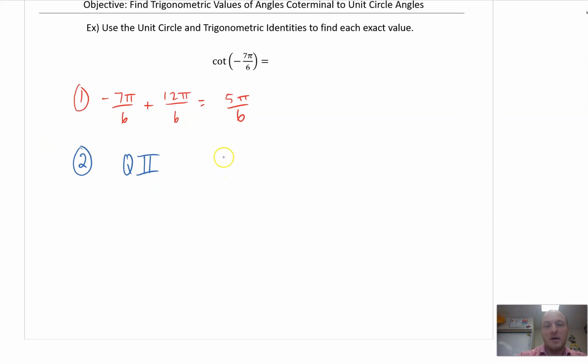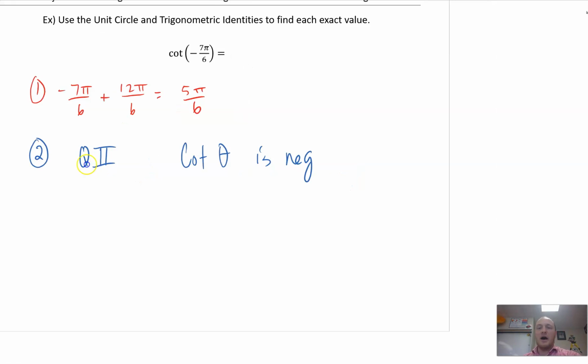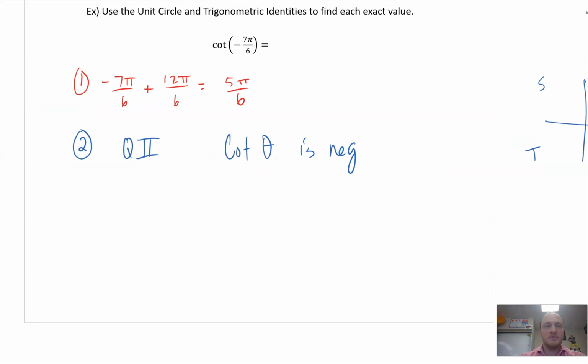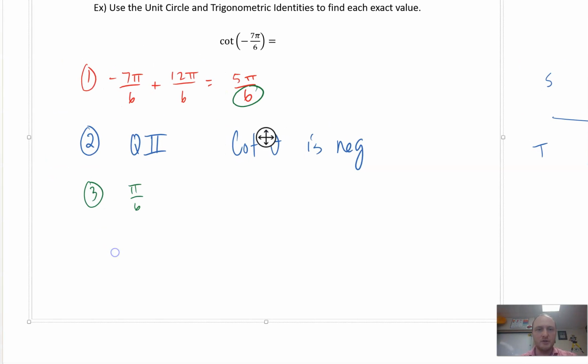And in quadrant 2, cotangent theta is negative. Now, how do you know this? Well, I have my quadrants. In A, everything's positive, all students. Only sine is positive in quadrant 2, so sine and cosecant are positive there. Tangent is positive in quadrant 3, and cosine is positive in quadrant 4. So in quadrants 1 and 3, tangent and cotangent will be positive, because cotangent is cosine over sine. Step 3, I need my reference angle, which is pi over 6 because of the denominator. Then we are ready for step 4.